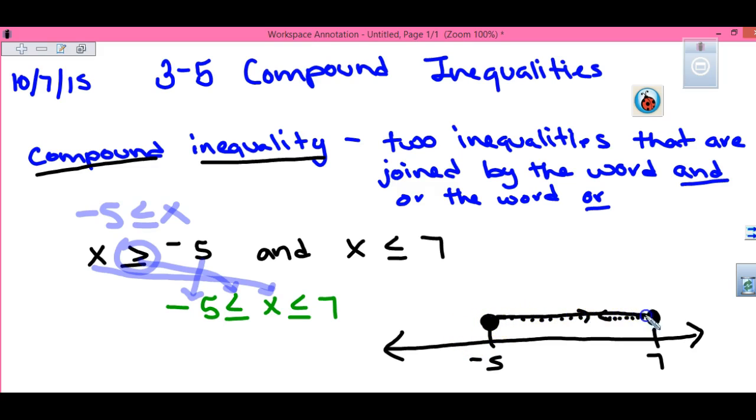That means that our graph is connected. This means that the numbers that make this compound inequality true are -5, -4, -3, -2, -1, 0, 1, 2, 3, 4, 5, 6, and 7.